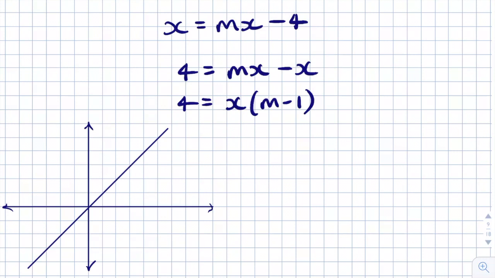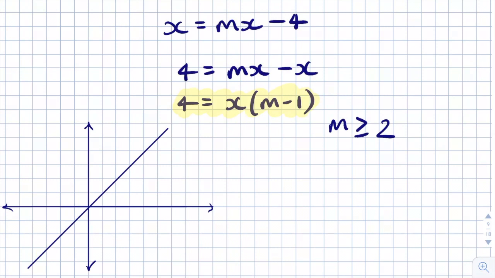Another good point to realise is our gradient cannot be 1 either, because if the gradient m was 1, then both of the lines y equals x and y equals x minus 4 would be parallel to each other, so therefore they would never intersect. However, if m is greater than or equal to 2, we know that both of these lines are always going to intersect. But now we have this equation 4 equals x all multiplied by m minus 1. We've got a restriction, if you like, on our values of m. What this equation is basically saying is that x and m minus 1 are two factors of 4.